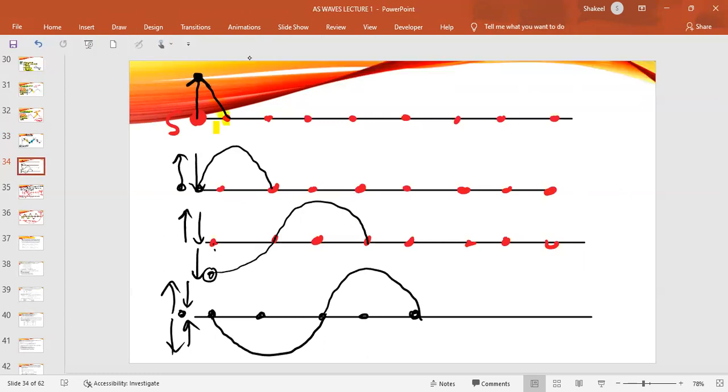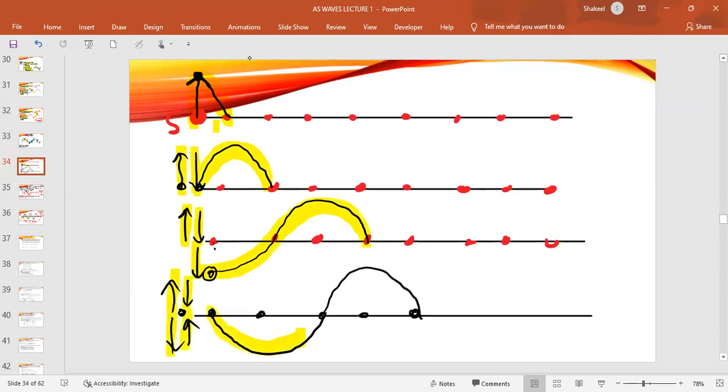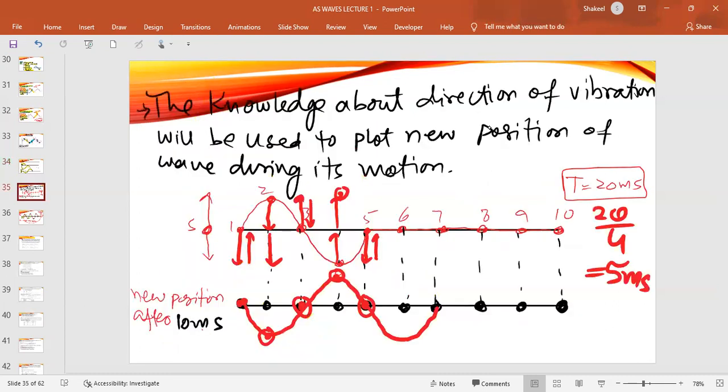So let's say the crest has only moved from mean to extreme, and a quarter of the wave is produced. And when the source gets back to mean, like the source completed half oscillation, so half of the wave is produced. When the source completed 3/4 of the oscillation, then 3/4 of the wave is produced, and when the source has completed one oscillation, one complete wave has been produced. So that's how a wave is produced and it travels in the medium.